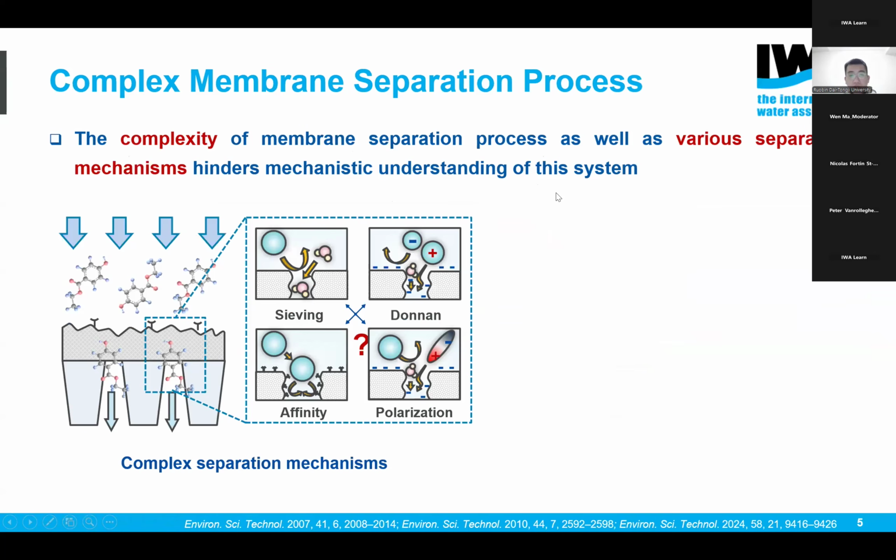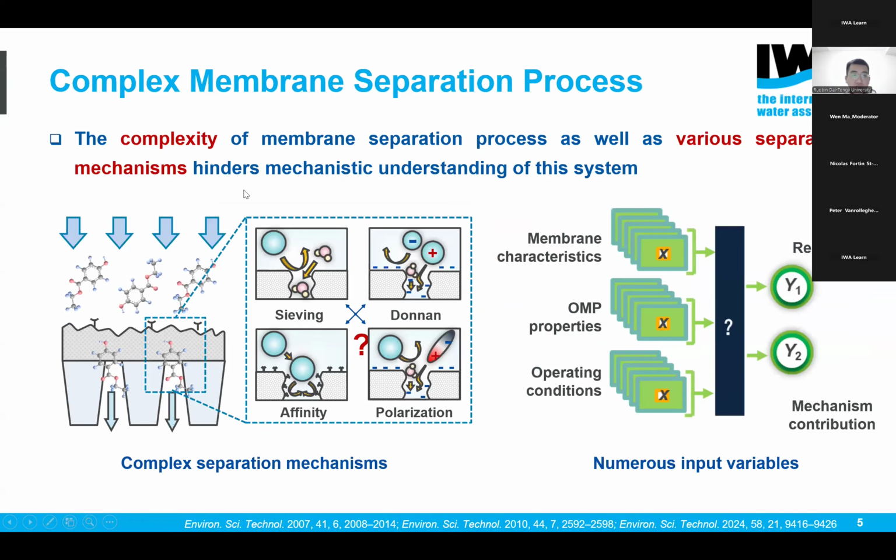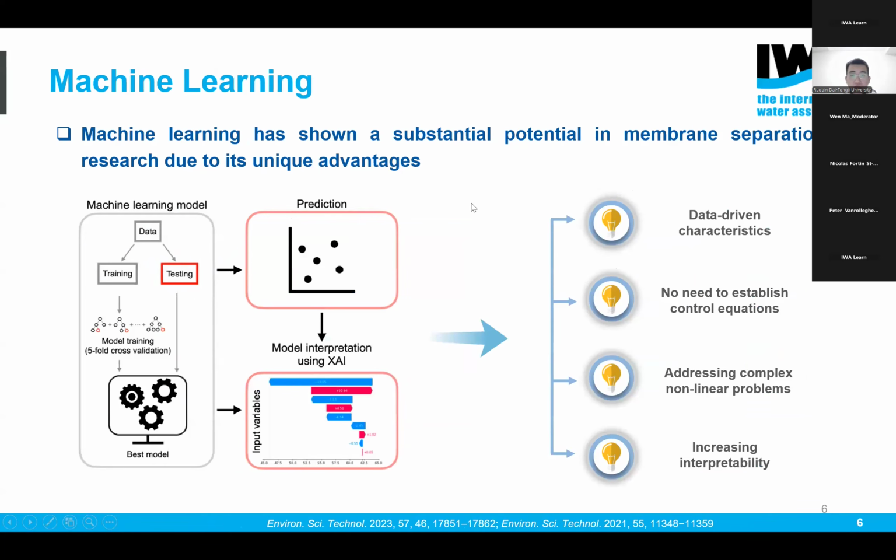But such a process is quite complex. Although we always think the membrane structure is simple, when the membrane is used to remove micropollutants, there are several mechanisms, including size sieving, donnan exclusion, affinity, and polarization. Different membranes have different characteristics, there are many types of micropollutants in water and wastewater, and the operating conditions are quite different for different plants. How will these different features influence the removal of micropollutants, and what are the underlying mechanisms of this process? So we want to use machine learning to understand this process.